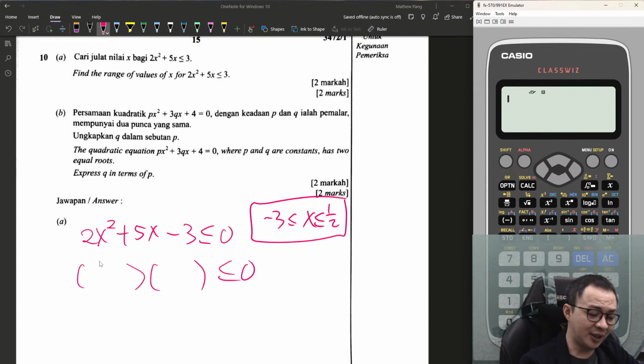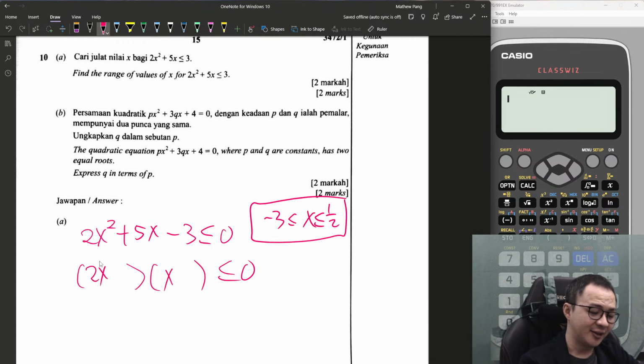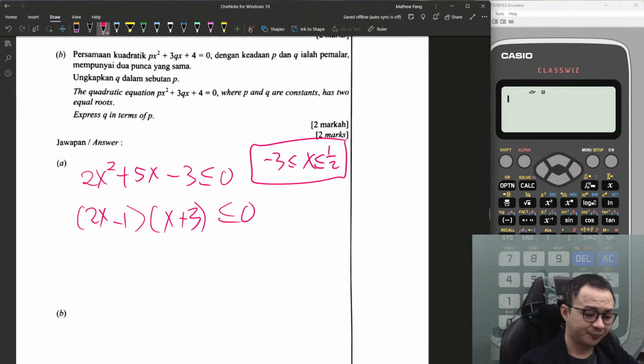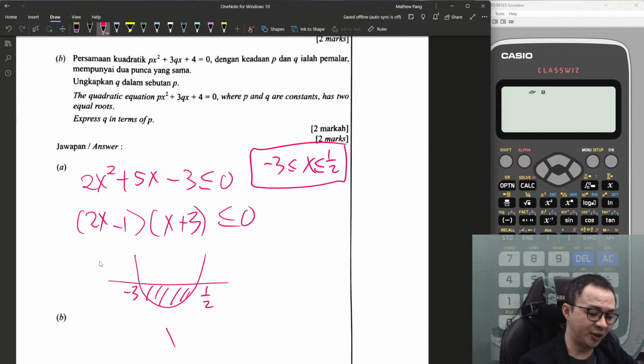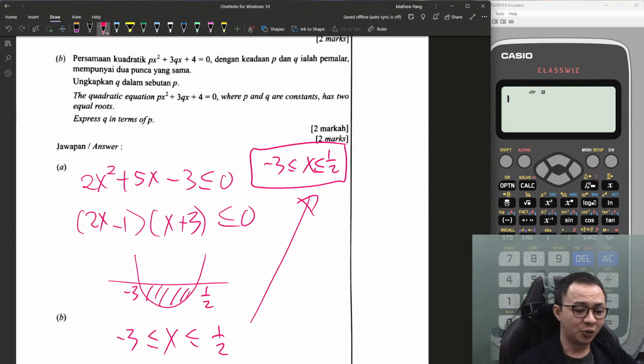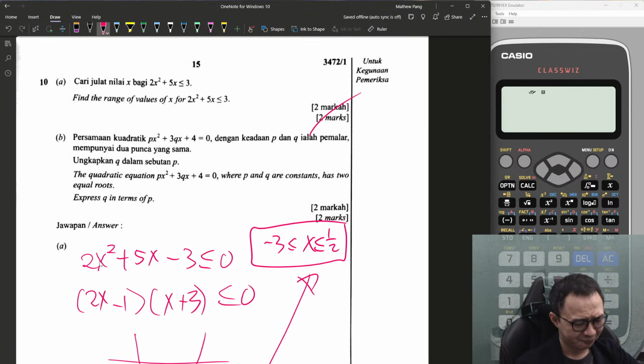So I know for this one I should get 2x and x, and then 3 and 1, plus and minus. I will just draw this one, find out the critical values. The critical values are -3 and 1 over 2. Less than or equal to 0 is in between. Then x is in between -3 and 1 over 2, same as the calculator answer. 2 marks, right? Not too bad.